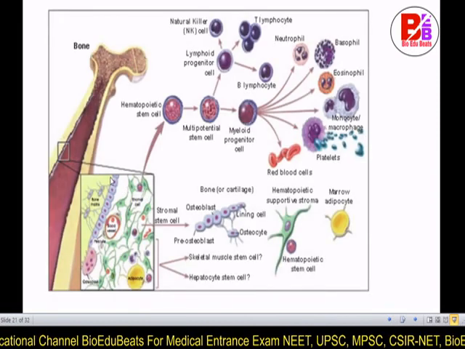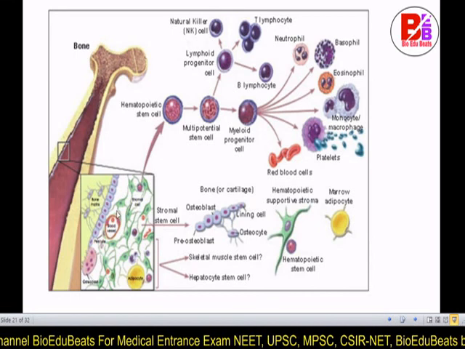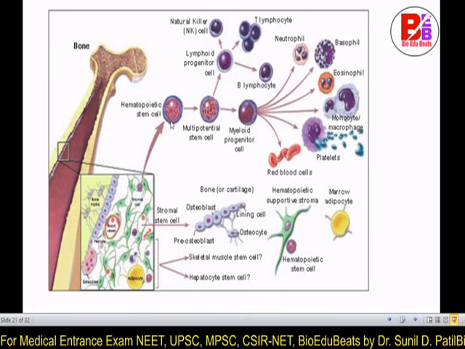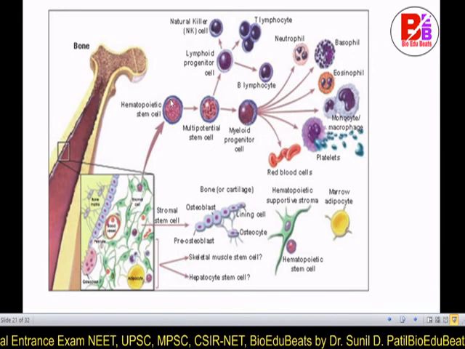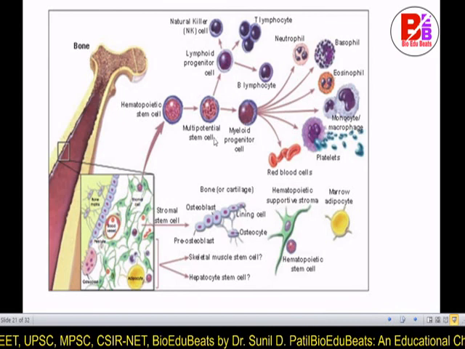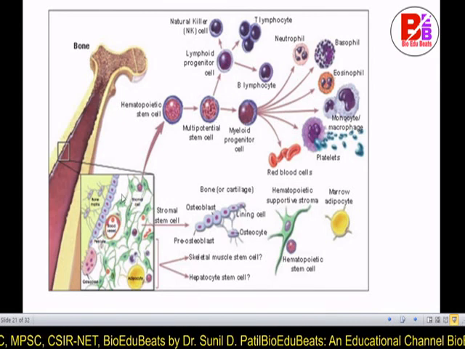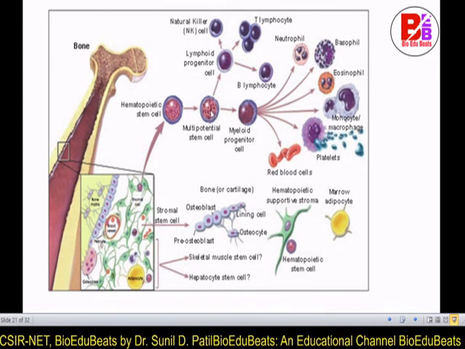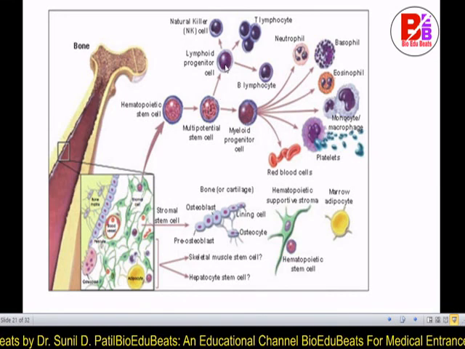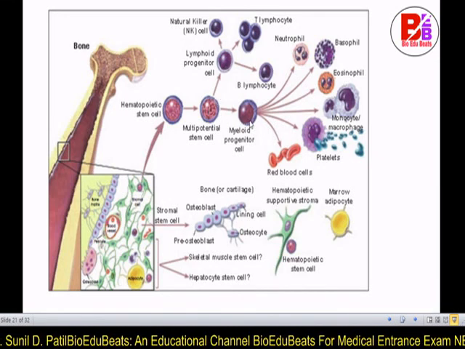So in this figure you can get the idea. This is the enlargement of red bone marrow. In the red bone marrow, this cell is the hematopoietic stem cell. This stem cell becomes a multipotent stem cell. The multipotent stem cells are found directly in the red bone marrow. Then when stimulated, it divides into either a lymphoid progenitor cell or a myeloid progenitor cell.